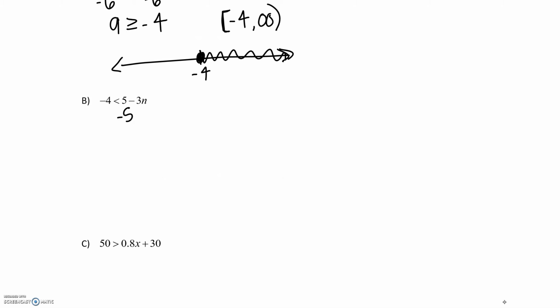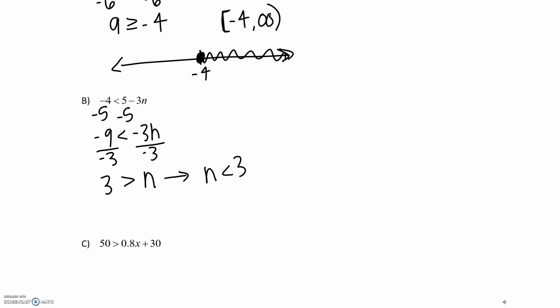Over here, we're going to subtract 5 from both sides. That leaves us with negative 9 is less than negative 3n. When we divide by that negative 3, we need to switch the sign or flip the sign. That leaves us with 3 is greater than n. If we switch that around, that should be n is less than 3. And putting it on a number line, we have 3. We have an open circle at 3, and we are shading to the left, which means our function notation would be open parentheses, negative infinity, 3, close parentheses.